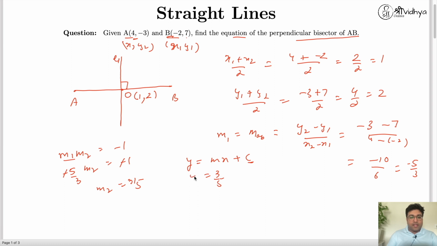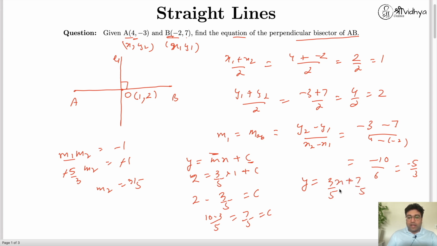So if we put y is equal to 2 and x is equal to 1, we can find the value of c. So what do we get? 2 minus 3 upon 5 is equal to c. Let us take the LCM. (10 minus 3) upon 5, that is 7 upon 5, is equal to c. Now let us insert this value of c and this value of m in this equation, and then we can find the equation of the line L1. So what do we have? y is equal to 3 upon 5 into x plus 7 upon 5.